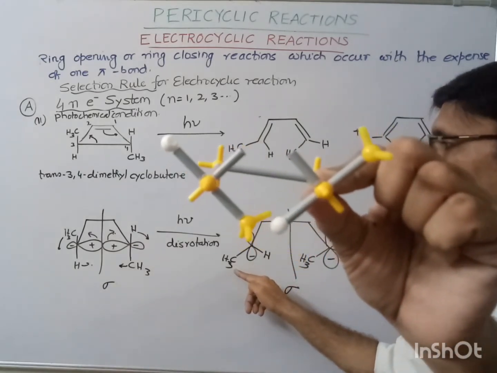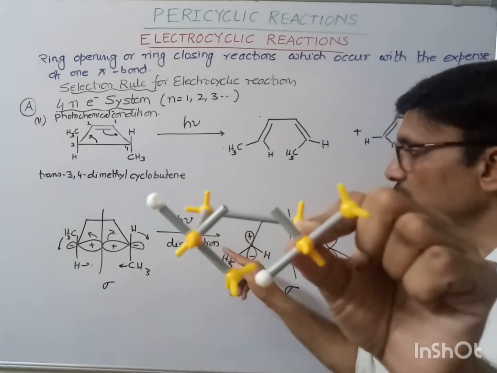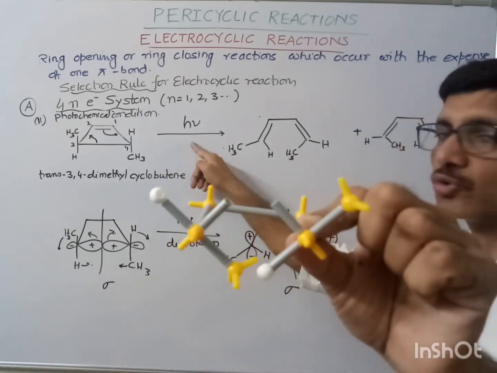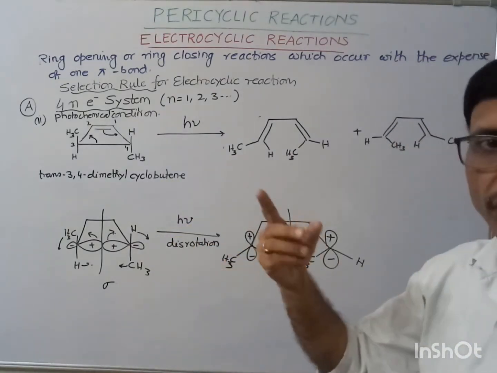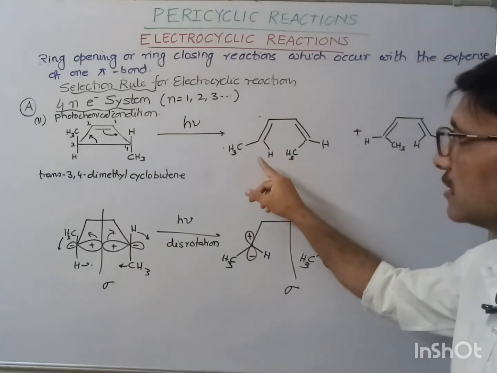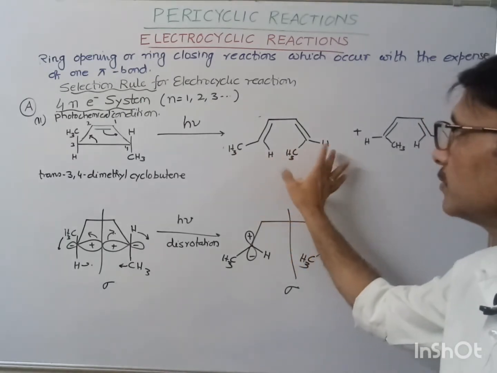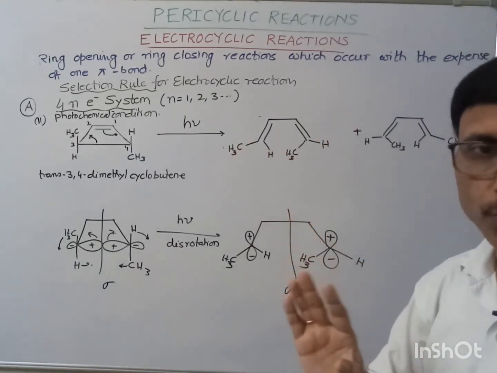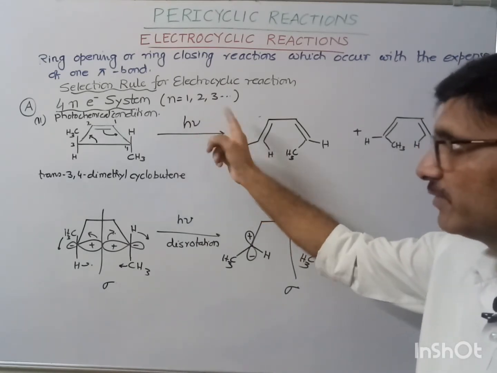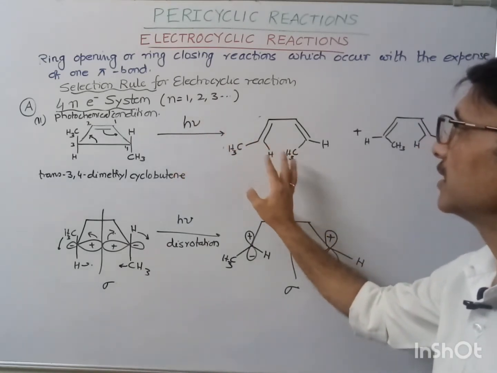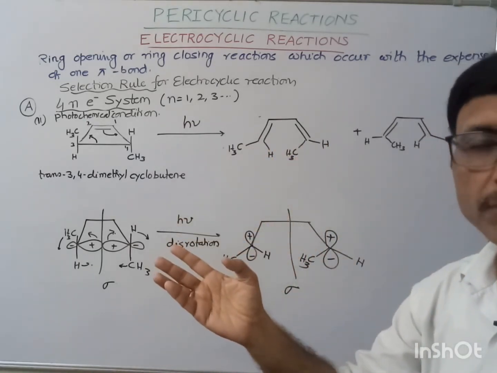This is the case when disrotatory motion of the orbital takes place, and this only takes place under the photochemical condition. Under the thermal condition, as I told you, the products obtained were those where both methyl groups were inside or both methyl groups were outside. So two products were obtained under thermal condition, and this is the photochemical condition.